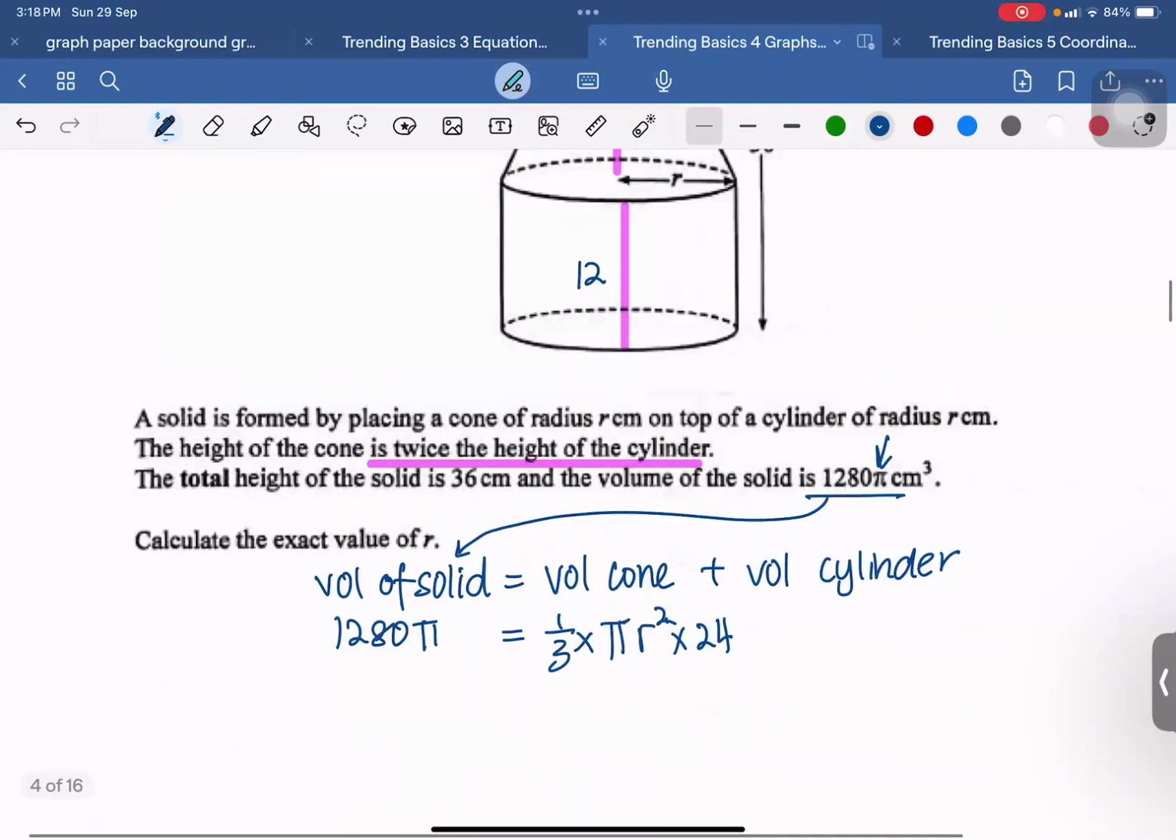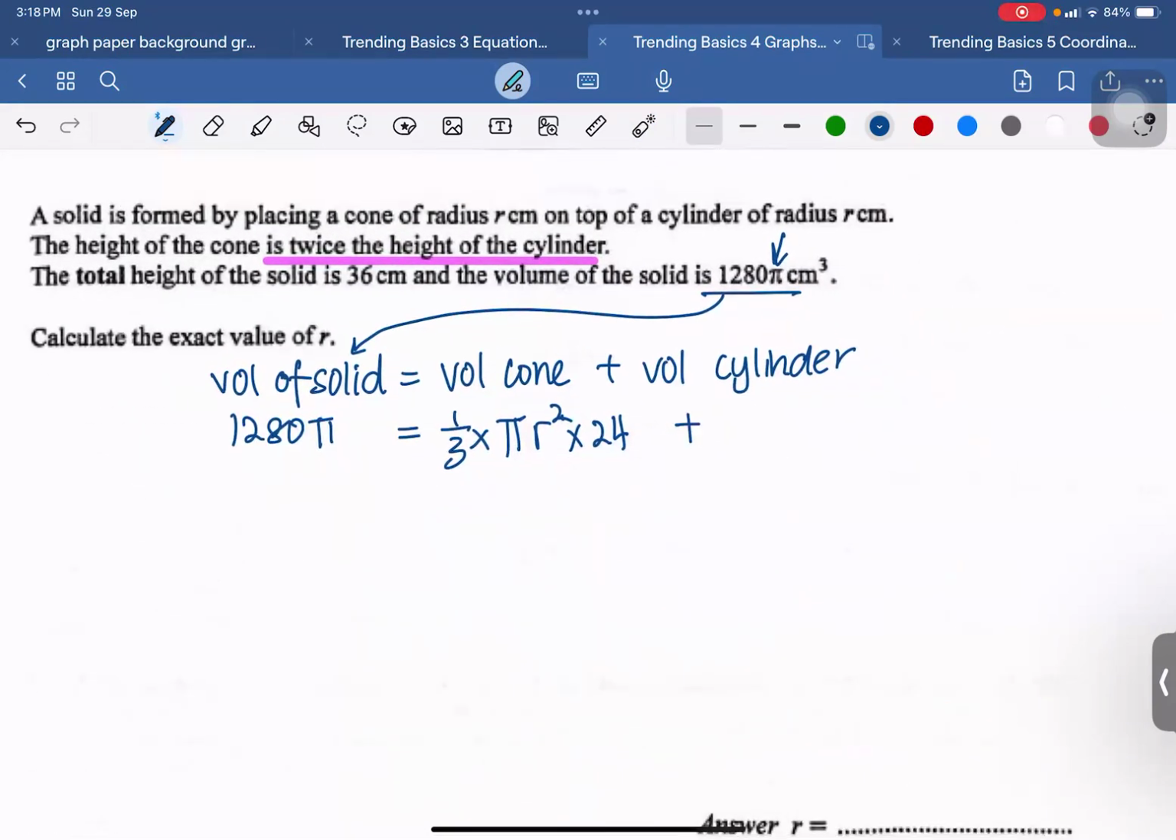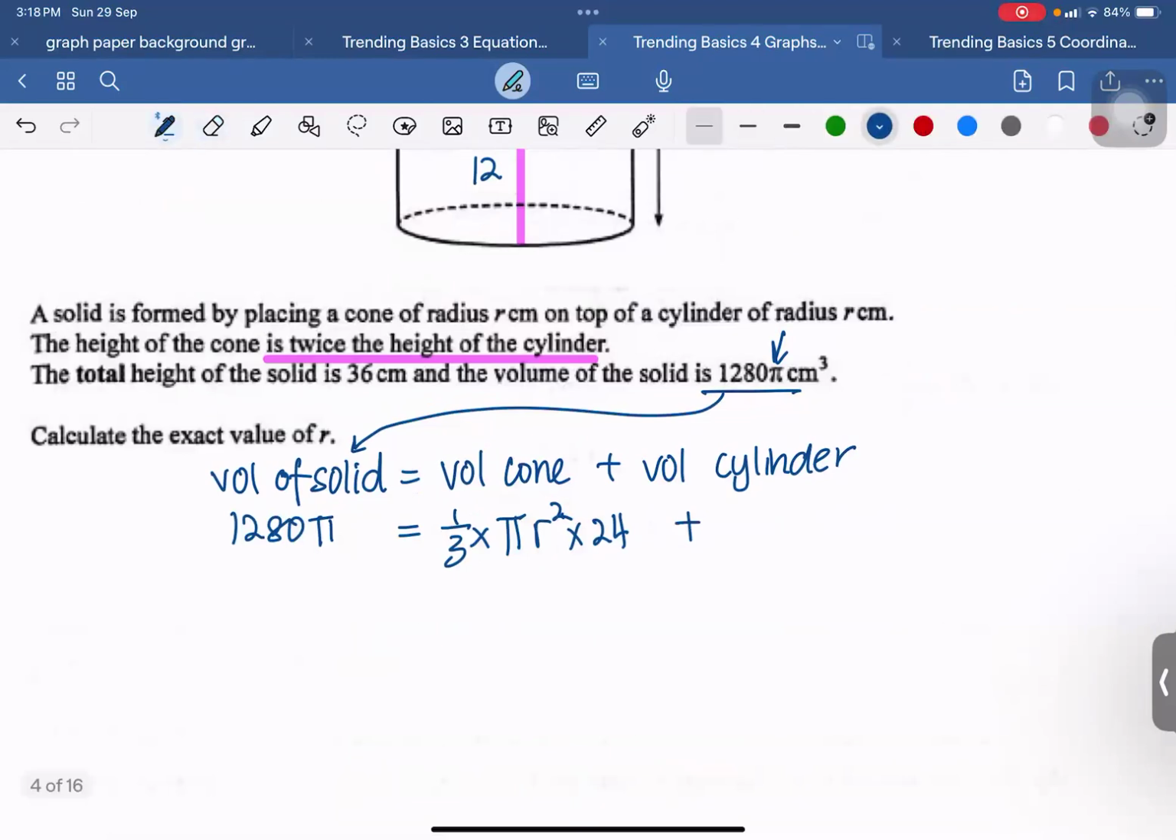Okay, plus volume of cylinder. What's the formula for volume of cylinder? Volume of cylinder is the base area times the height. Okay, so the base area is pi r square times the h. So I take pi, the radius I don't know, still r square. The height here in this case is 12.